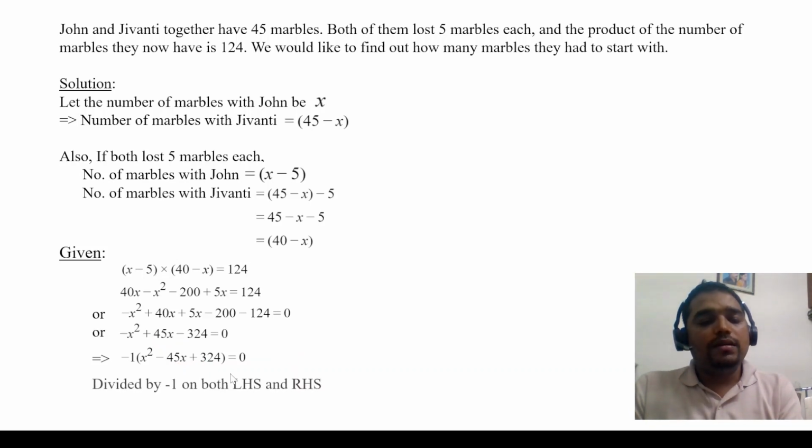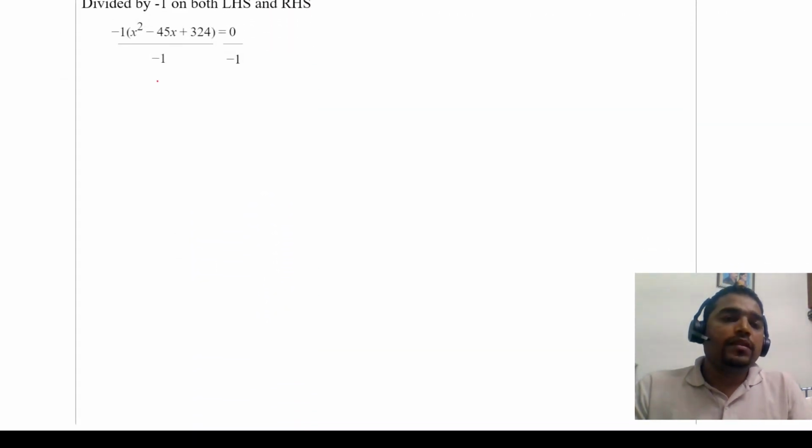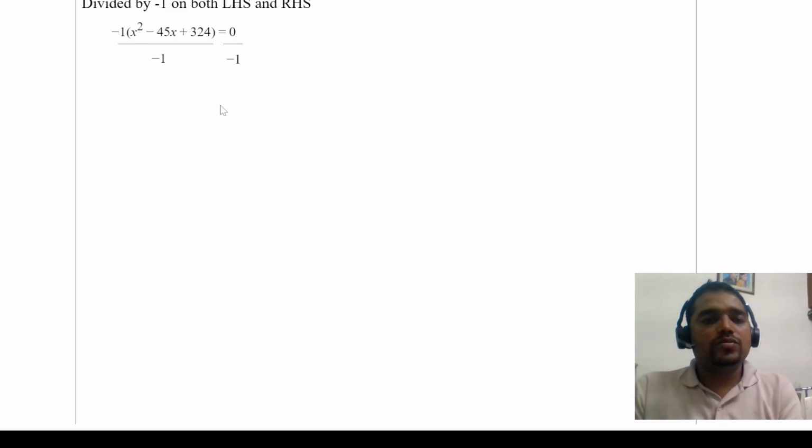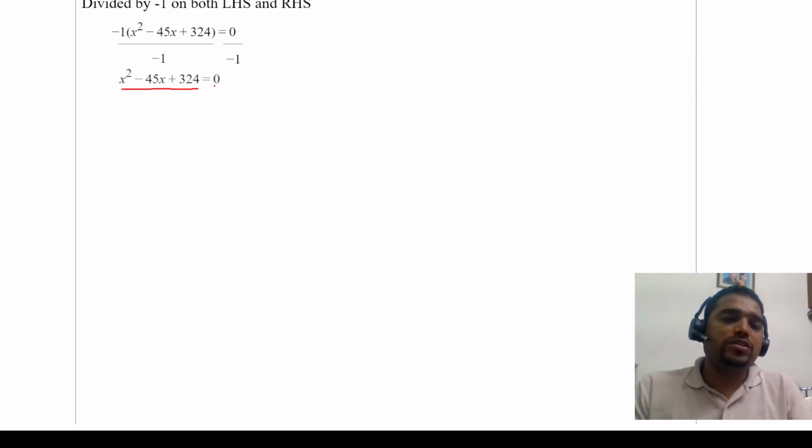Now we divide by minus 1 on the LHS and RHS. So how to divide by minus 1? Take the expression minus into some bracketed quantity equal to 0, and divide by minus 1 on both sides. Minus minus on the LHS gets cancelled, and 0 by minus 1 also leads to 0. So after dividing by minus 1 on both sides, the expression we get is x square minus 45x plus 324 equal to 0. Now this looks like ax square plus bx plus c, which is the general form of a quadratic equation.